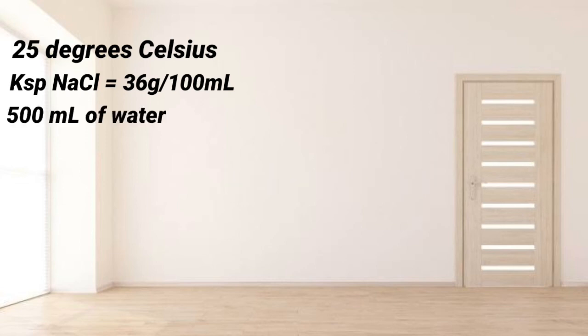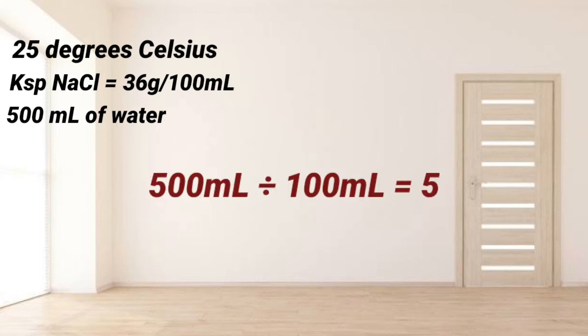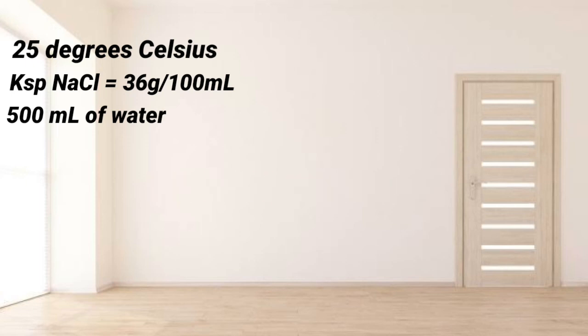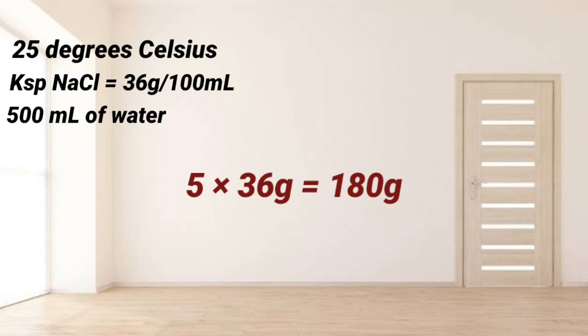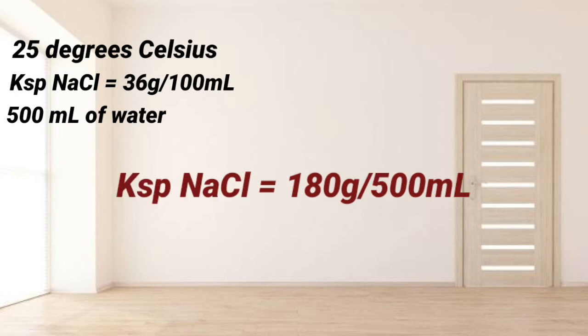Disregarding the complicated way of computing for the mass, we will divide 500 ml by 100 ml, which is 5. Then, we will multiply 5 by 36 grams, which is equal to 180 grams. This will result in a solubility product constant of 180 grams per 500 ml for sodium chloride.